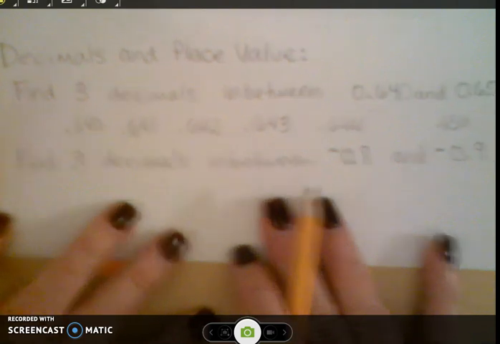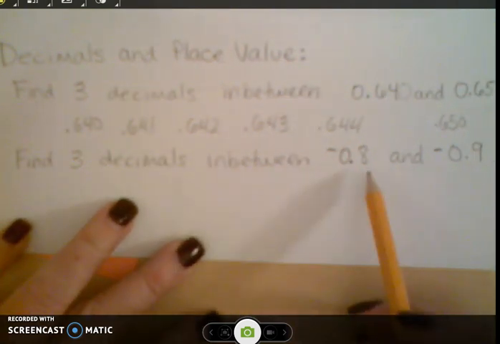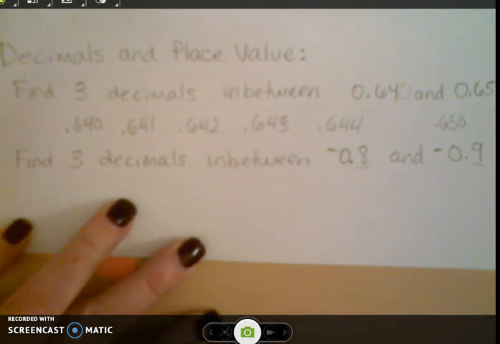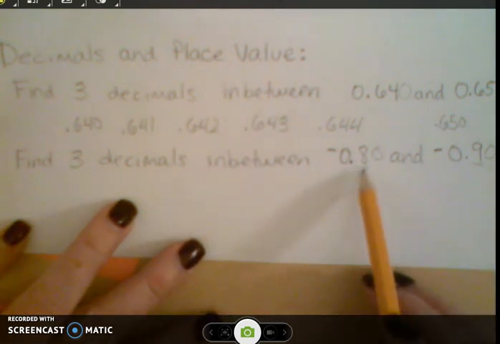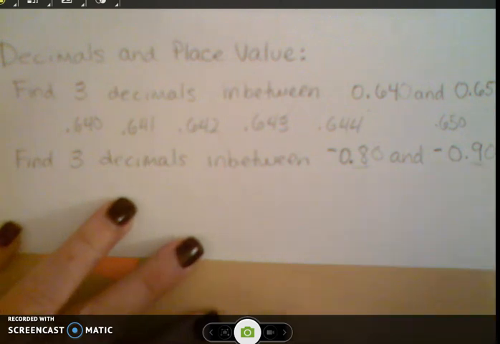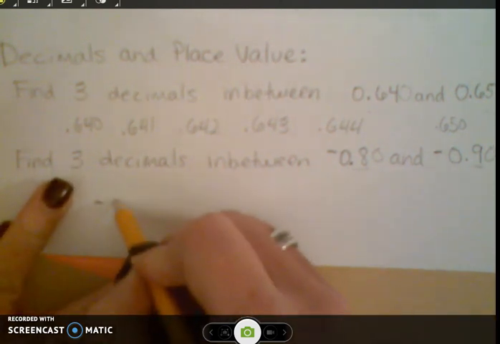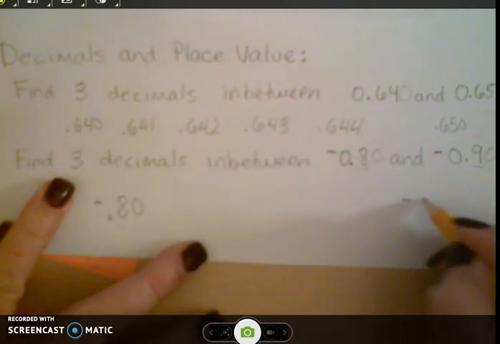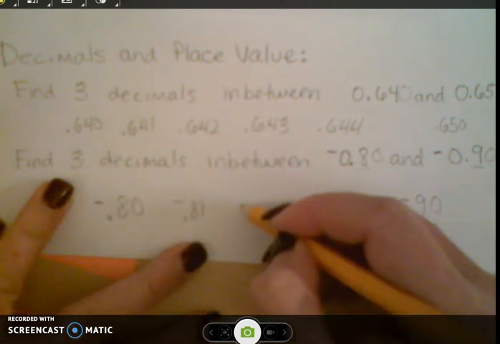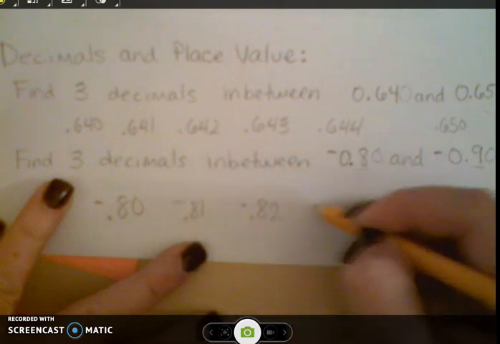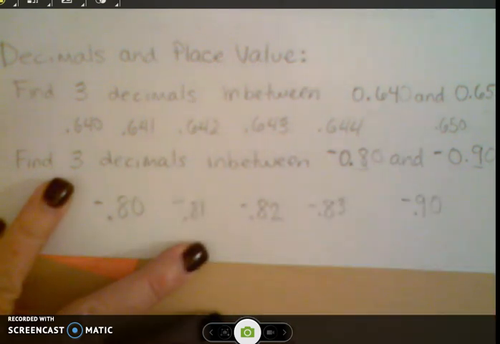Same thing with our negative decimals. If I'm looking at my tenths place value and I'm zooming in between those two place values, I'm zooming into my hundredths place. So I would need some numbers that fall in between negative 80 hundredths and negative 90 hundredths. In between there would be negative 81 hundredths, negative 82 hundredths, negative 83 hundredths, negative 84 hundredths, and on and on.